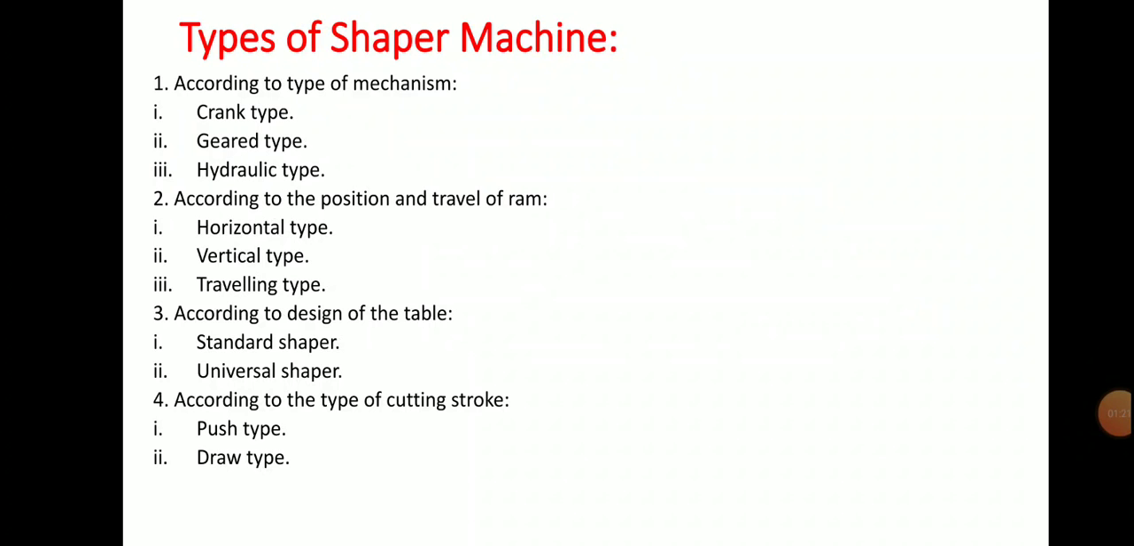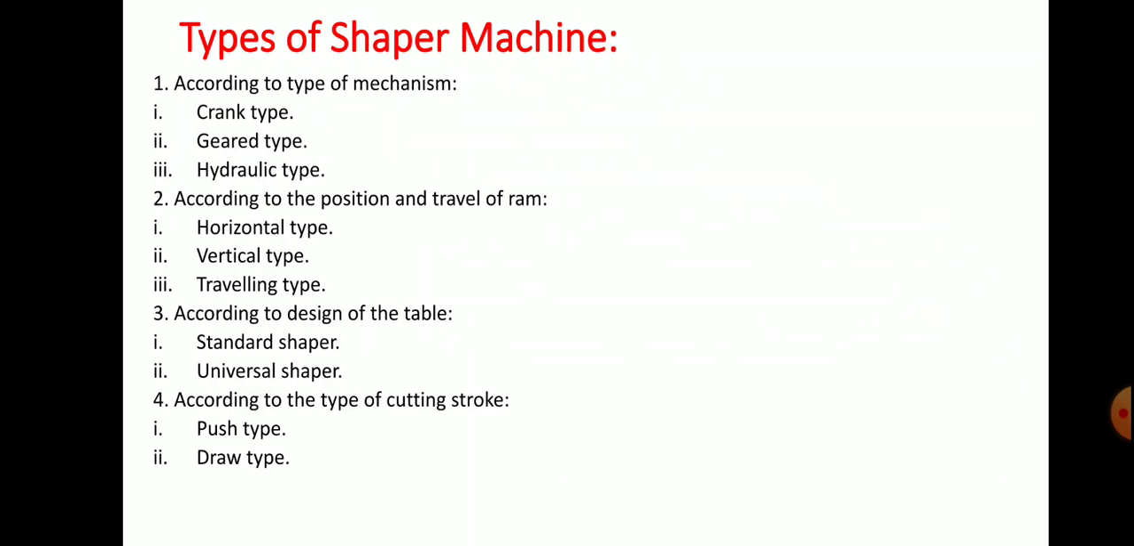Now let us see the types of shaper machine. Basically there are four types. First is according to the type of mechanism: crank type, geared type and hydraulic type. Second is according to the position and travel of the ram: horizontal, vertical and traveling type. Third is according to the design of the table: standard shaper and universal shaper. Fourth is according to the type of cutting stroke: push type and draw type.